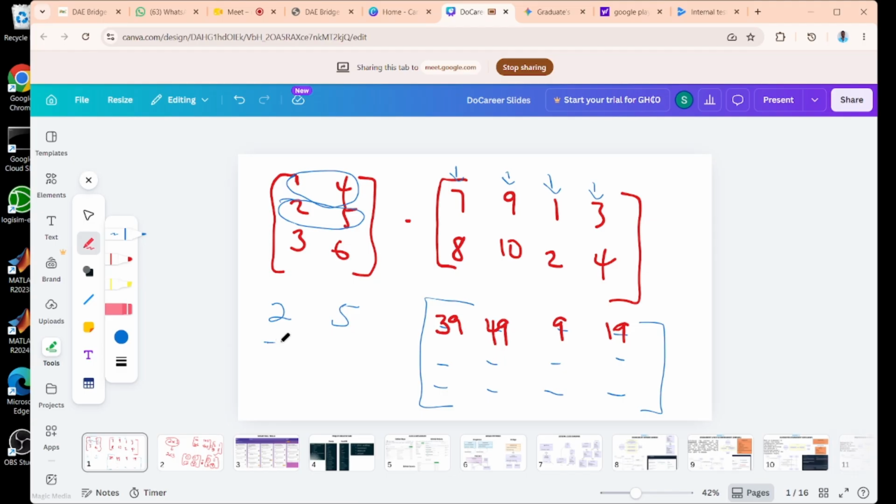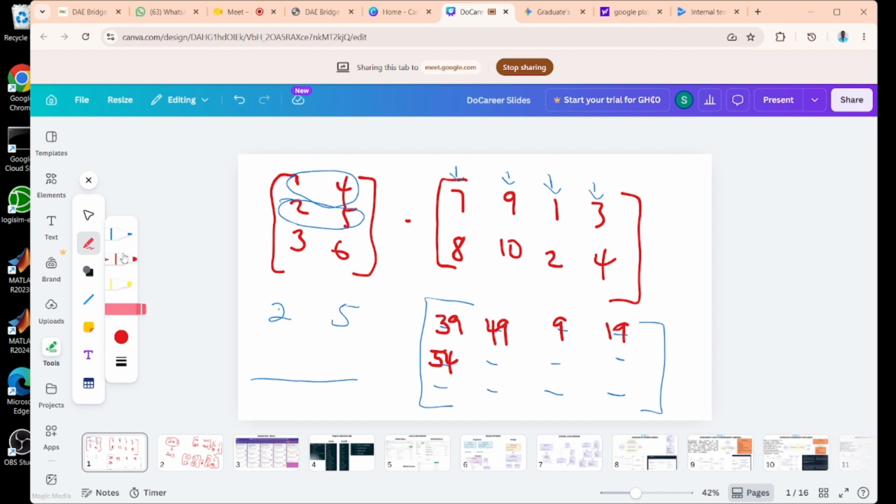So this is 7 and 8. So 2 times 7, that's 14, plus 5 times 8, that's 40. So that's 54 in all. So I'll place the 54 right here, because middle row, column 1. So that's where we are placing the results.